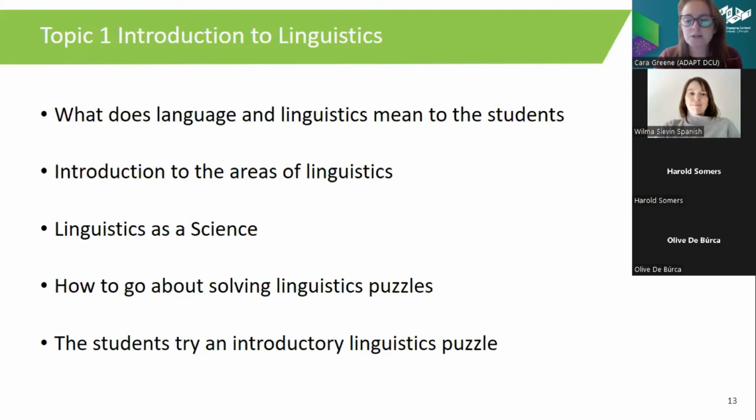Okay, in terms of the topics, topic 1 is an introduction. What does language and linguistics mean to the students? What do they know about it already? It introduces the areas of linguistics that we're going to cover in the module, looking at linguistics as a science, as Bettina outlined, and then how to actually go about solving linguistics puzzles.